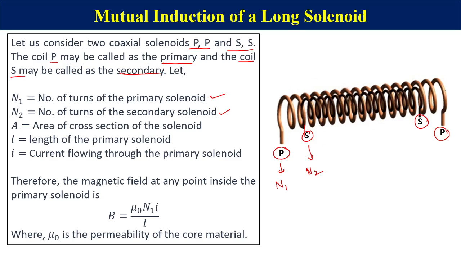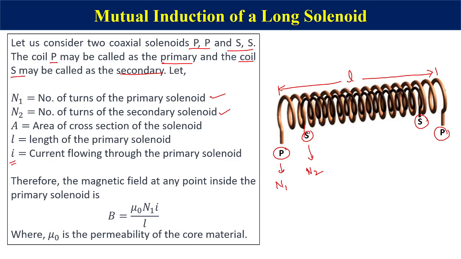Let A be the area of cross section of the solenoid. In this case, I have not considered two different areas of cross section for the coils, but rather we have considered that both the coils have the same area of cross section A, and let L, small l, be the length of the primary coil. That means this is the primary coil which starts from there, ends here. So this is the length of the primary coil. Now let the current flowing through the primary coil be I.